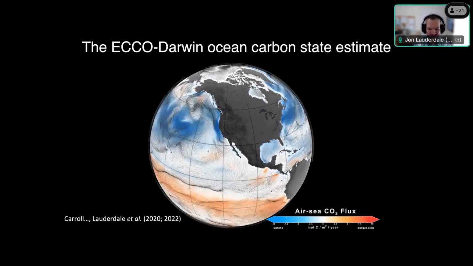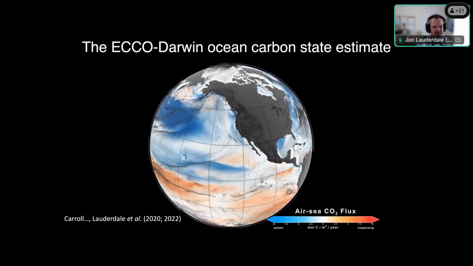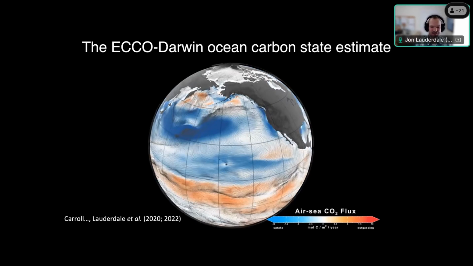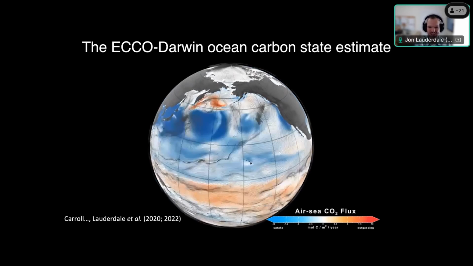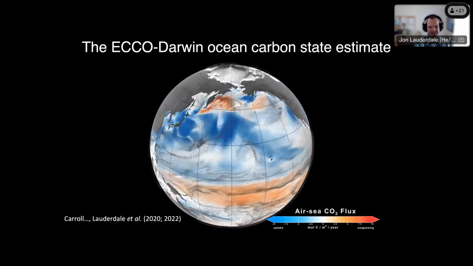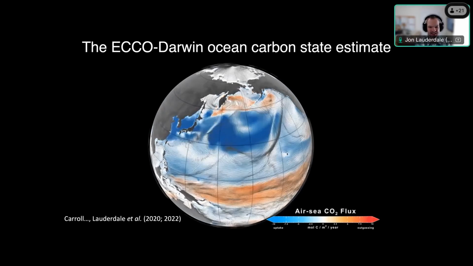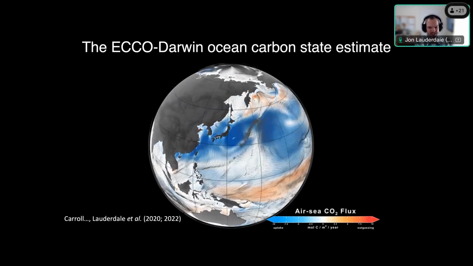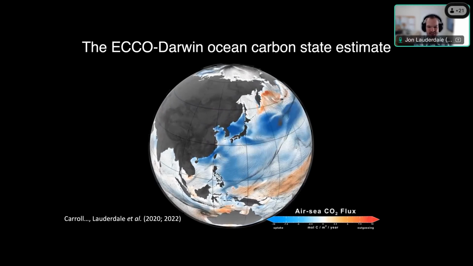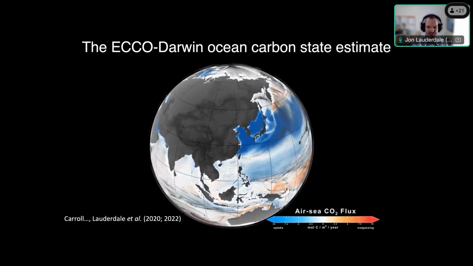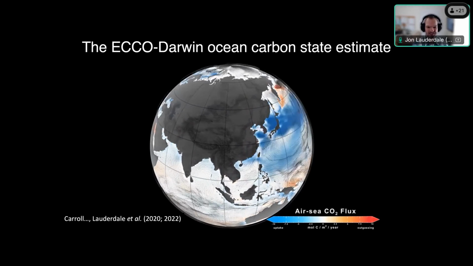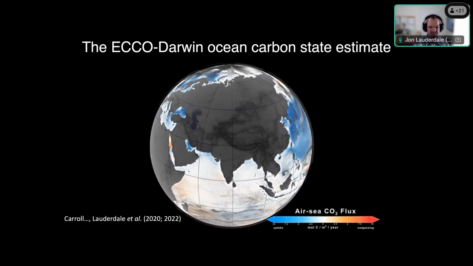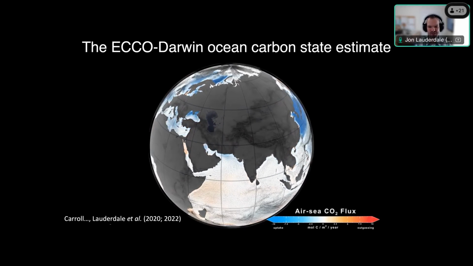So ECCO-Darwin is a combination of ECCO, Estimating the Circulation and Climate of the Ocean project, where they have a physical model that they integrate many observations into, particularly since the age of satellite altimetry, using an adjoint-based methodology, which allows them to adjust various parameters and initial conditions and forcing to get a really good estimate of the state of the ocean.